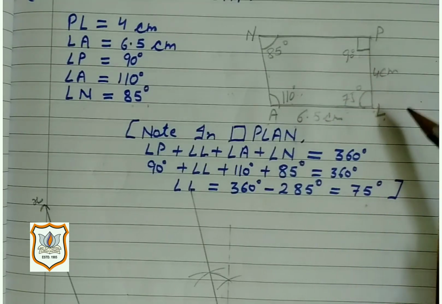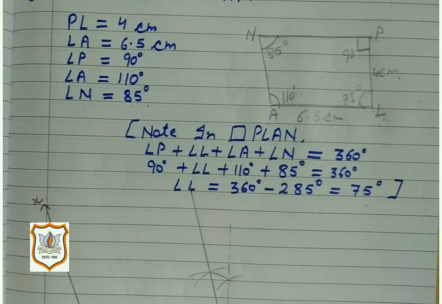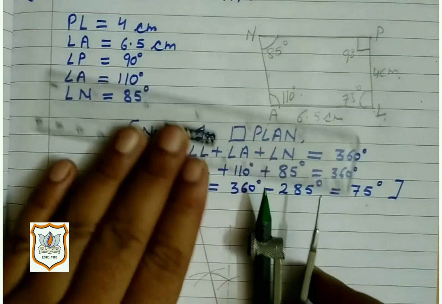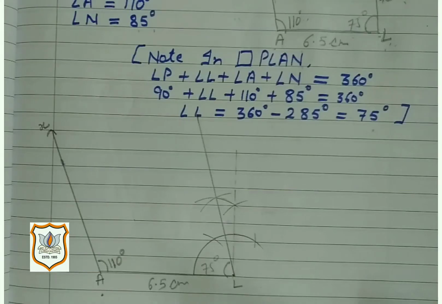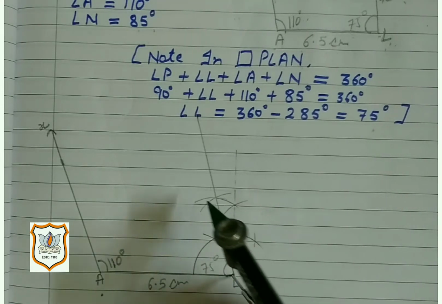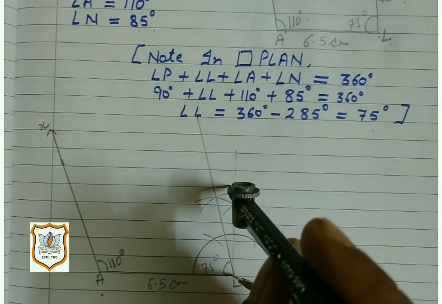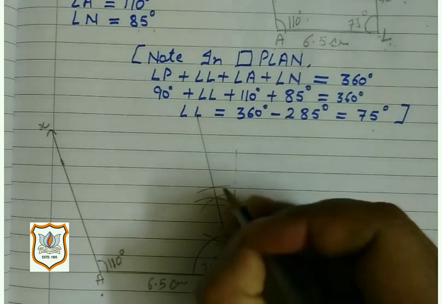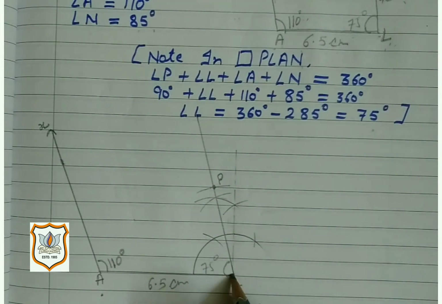Now we will draw PL. PL is 4 centimeters, as given. So we will take 4 centimeter radius in the compass. You can see here, 4 centimeter radius in the compass. Now we will take L as a center and we will draw an arc. This arc cuts the line of angle 75 degrees at point P. Students, this is P. PL is 4 centimeters.